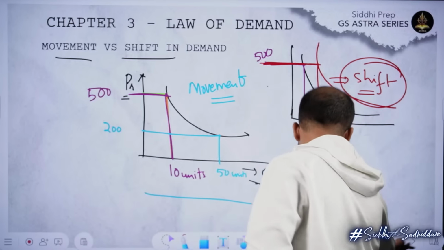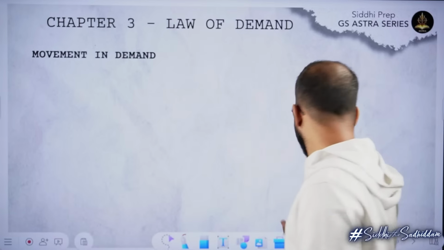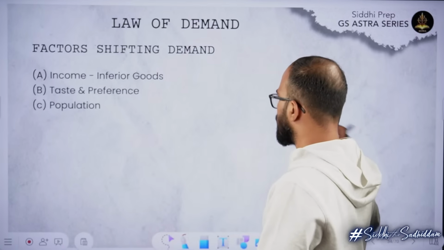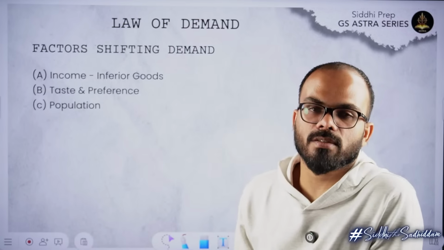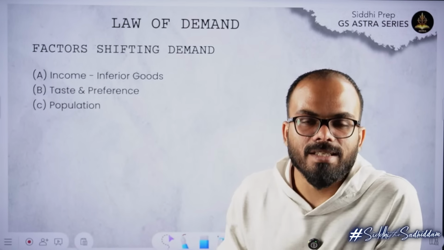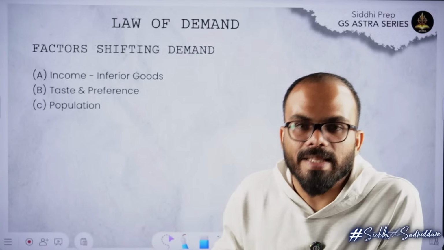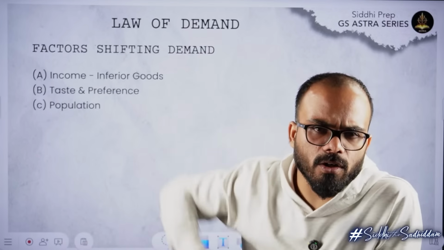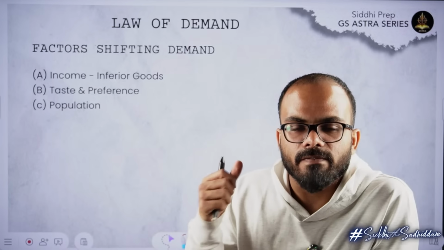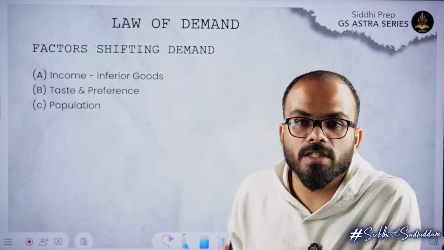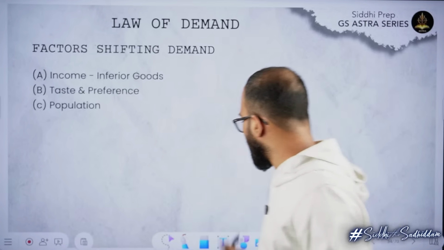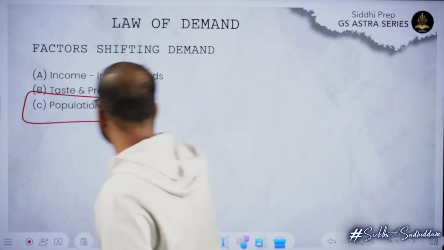So in the exam they can ask you, we have discussed in detail about movement. In the exam they can ask you what are the factors that will determine the shift in the demand curve. They can give you 4 different options and ask which of the following are responsible for shift in the demand curve. One example that you can discuss is population.